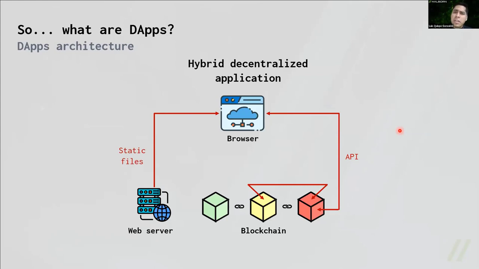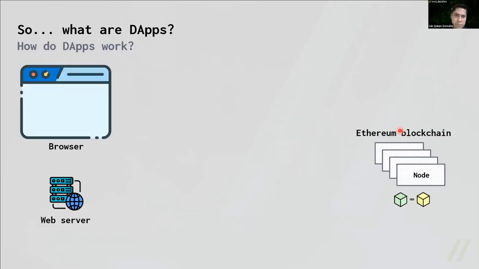The big question here is, how is it possible to store a backend inside a blockchain? What is the magic behind that? Let's see.